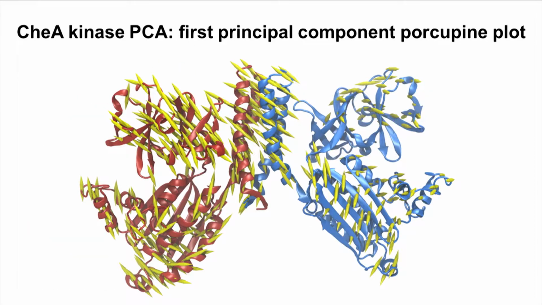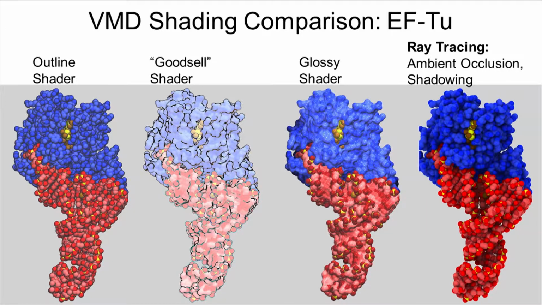And using plugins like I was describing earlier, you can invoke things like principal component analysis on the structure and the trajectory to show the principal motions of different parts of the structure. So this is one that draws a so-called porcupine plot, so you can see where the primary motions are for those parts of the structure.